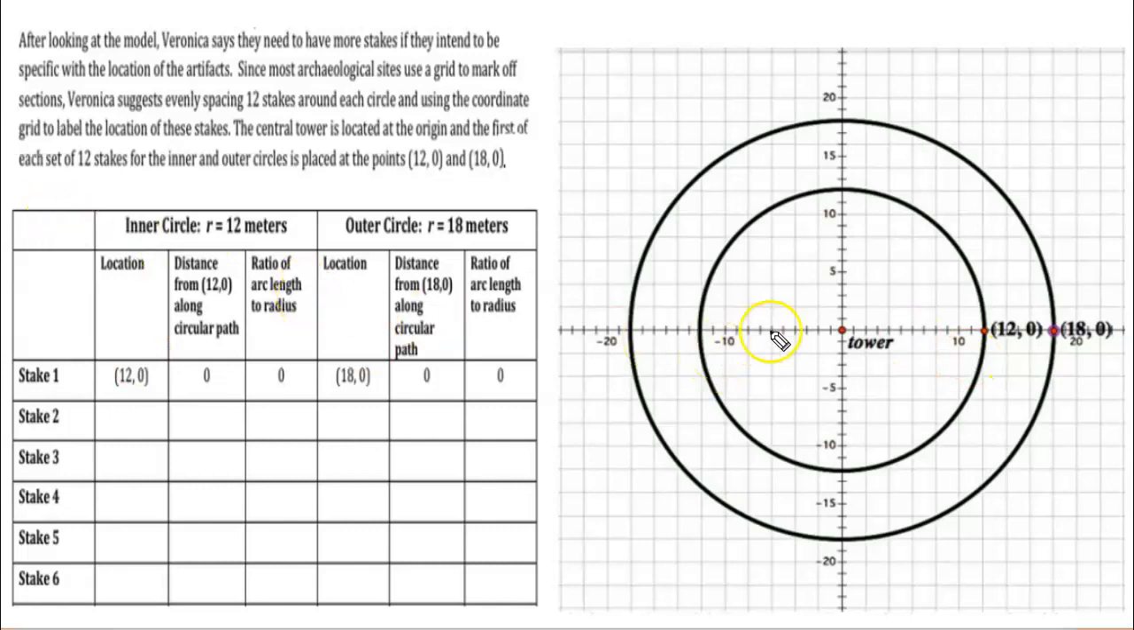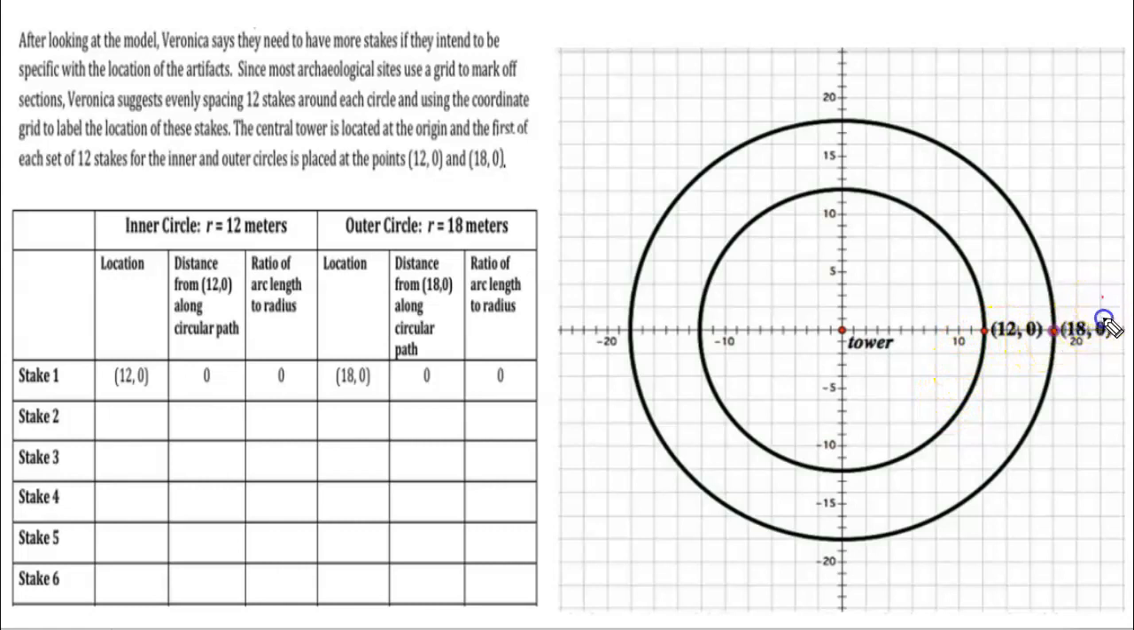Now our job is to figure out how we are going to space out 12 equal stakes all the way around. So that means we're cutting our circle into 12 equal pieces. 12 at least splits in half easily, so that means we should have 6 pieces on the top and 6 pieces on the bottom, and it'll even split into fourths evenly, so we want to have 3 pieces in each quadrant of our circle.